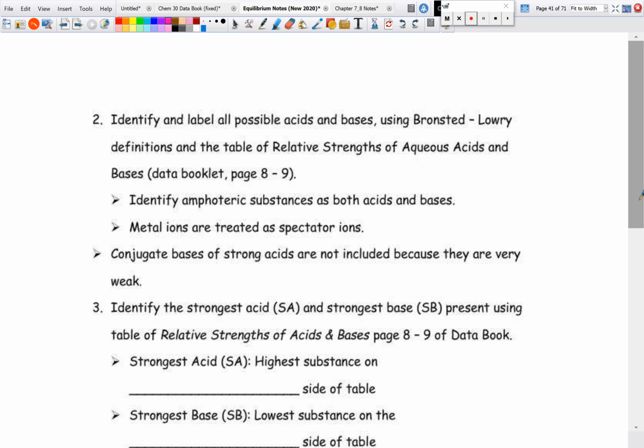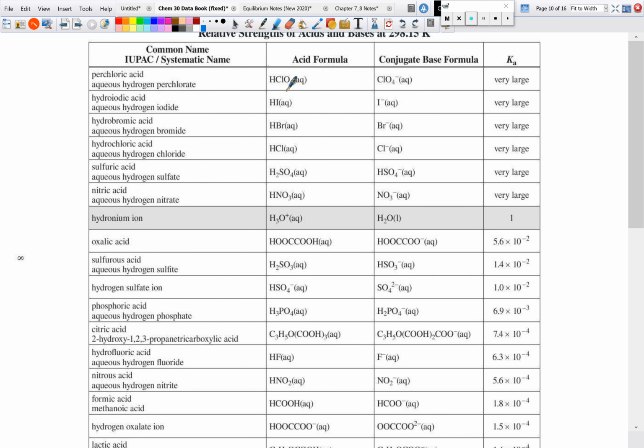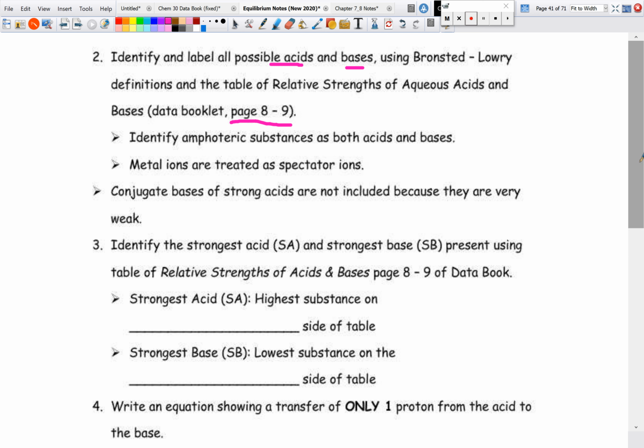So our next step is we're going to identify and label all possible acids and bases using our table of acid and base relative strength on page 8 and 9. So that means that if something is on the acid section, right, you're going to label it as an acid if it shows up here. If it's on this side, the conjugate base side, then you're going to classify it as a base. We can identify the amphoteric species as both acids and bases, right?